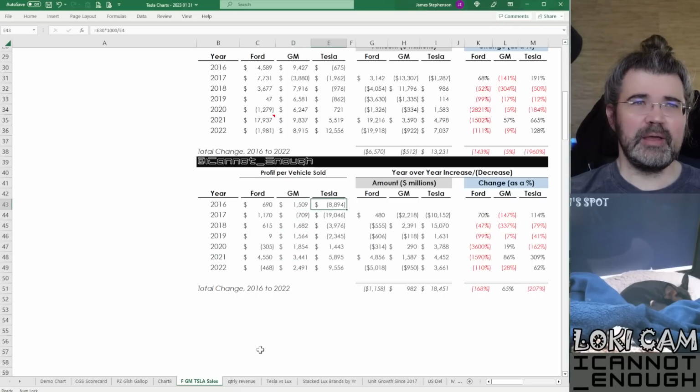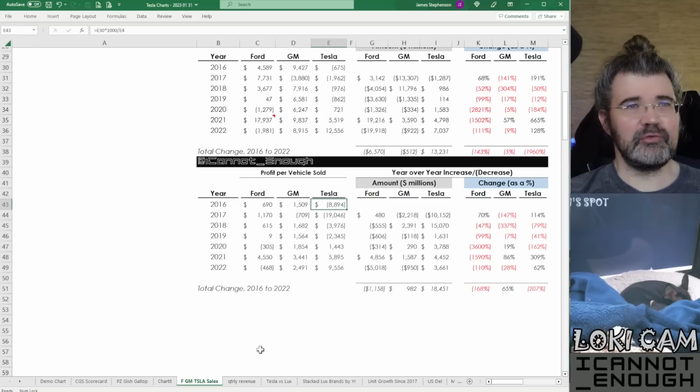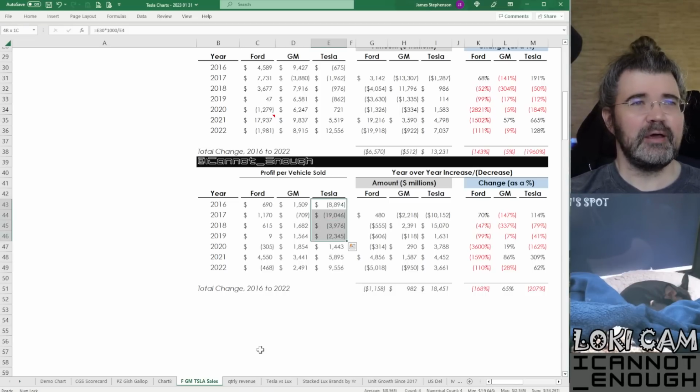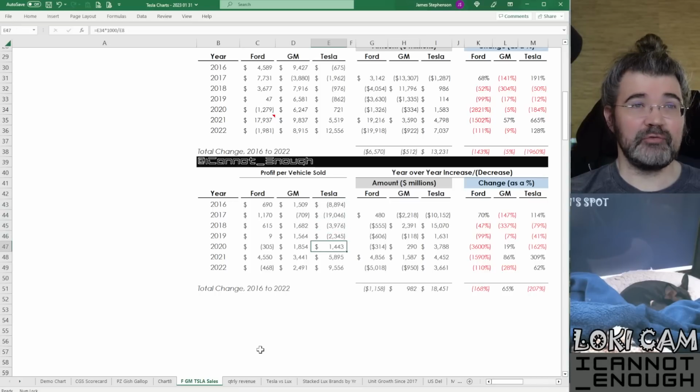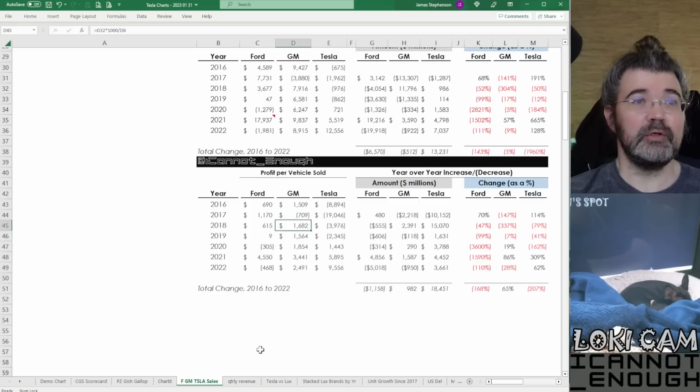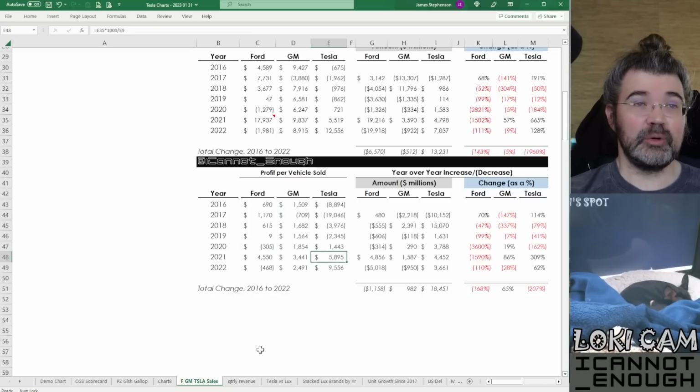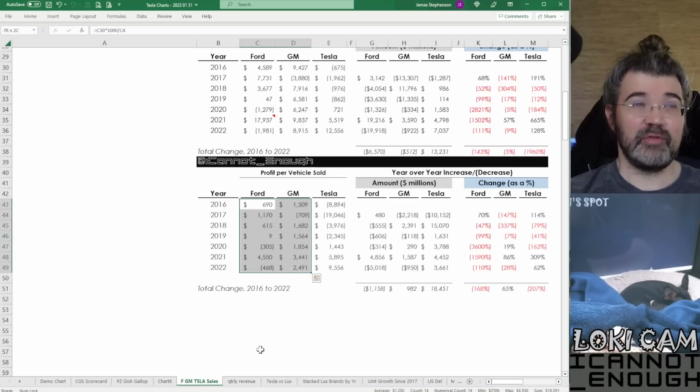What's Tesla been doing? Well, these were really large losses per vehicle sold in 2016, 2017, 2018, and 2019, but then it flipped to positive, $1,400. That's comparable to what GM makes most of the time. Then in 2021, that rose to $5,900 per vehicle, which is more than Ford or GM have averaged in any of the last 7 years.